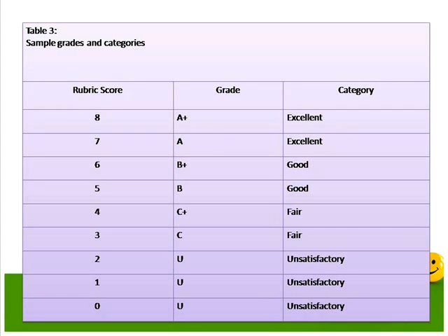Here it is shown that the rubric score of 8 in the illustration of grade is A positive and its category is excellent, because when you grade a rubric, there is a pattern that you will look for. In some instances, if the student gets the annual representation of their performances and practices. So this is just an illustration of rubric score with corresponding grades and corresponding category.